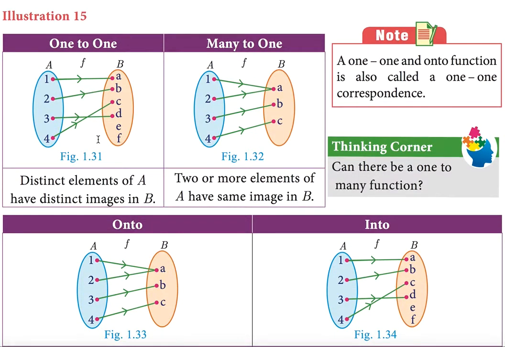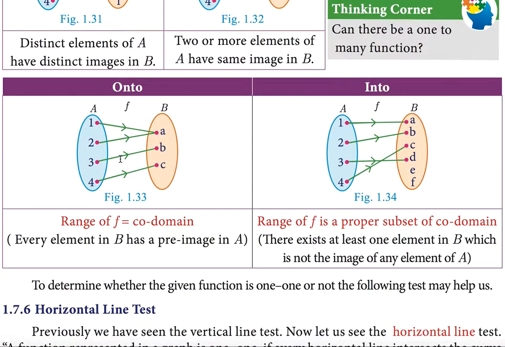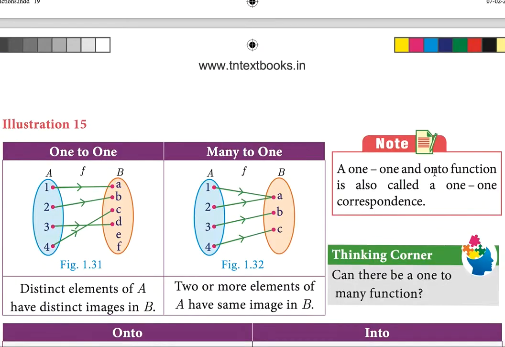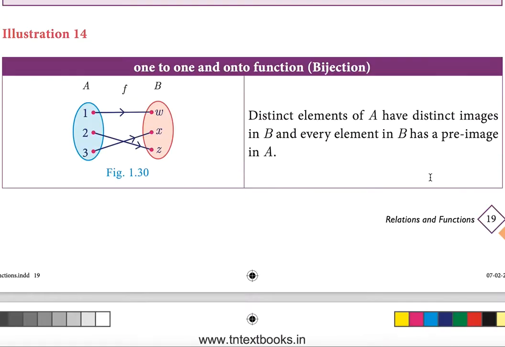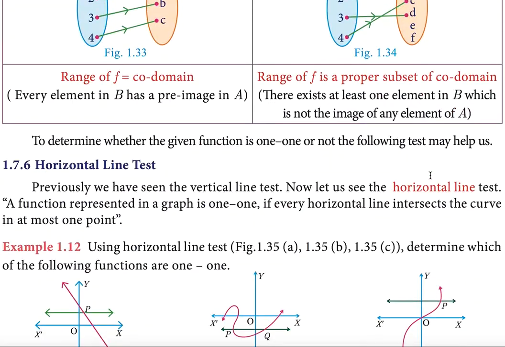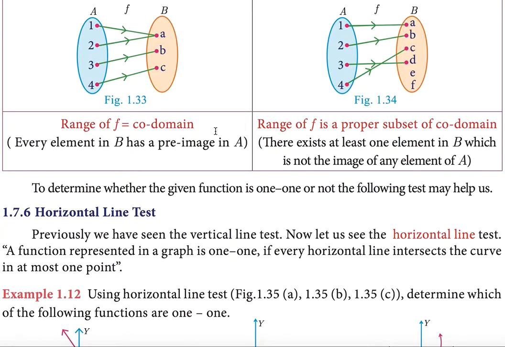This is 1 to 1. Okay. What about this? This is many to 1. This is onto. Okay. This is into. Okay. Bijection. Where is bijection? It is not shown. Okay.